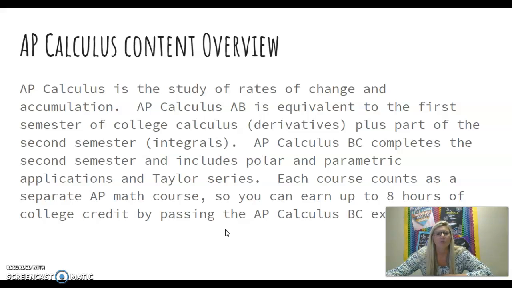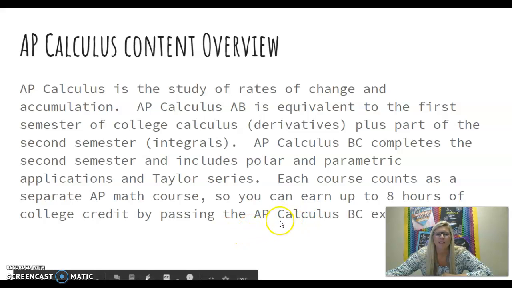When you take this at Independence, you are required to take Calculus AB and Calculus BC. So Calculus AB will count as an AP credit, and then Calculus BC that they take second semester will also count as an AP credit. So you can earn up to 8 hours of college credit by passing the AP Calculus BC exam in May.